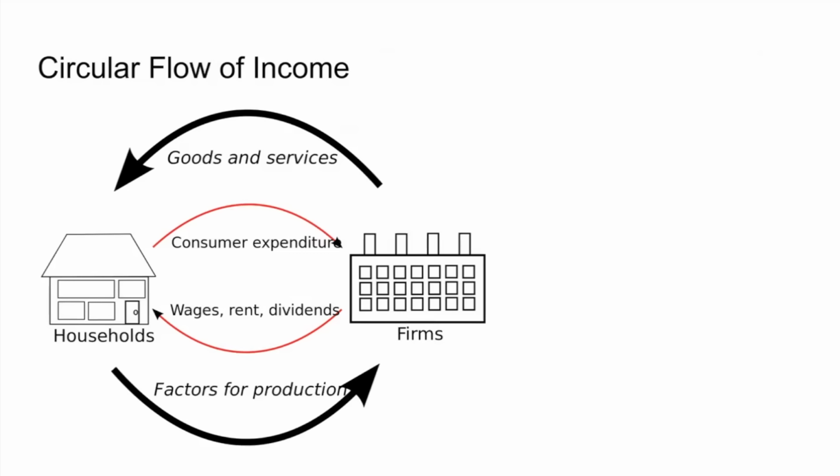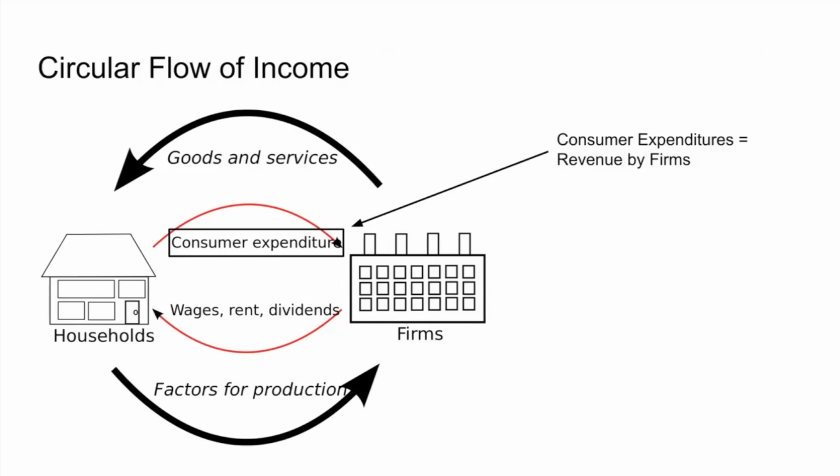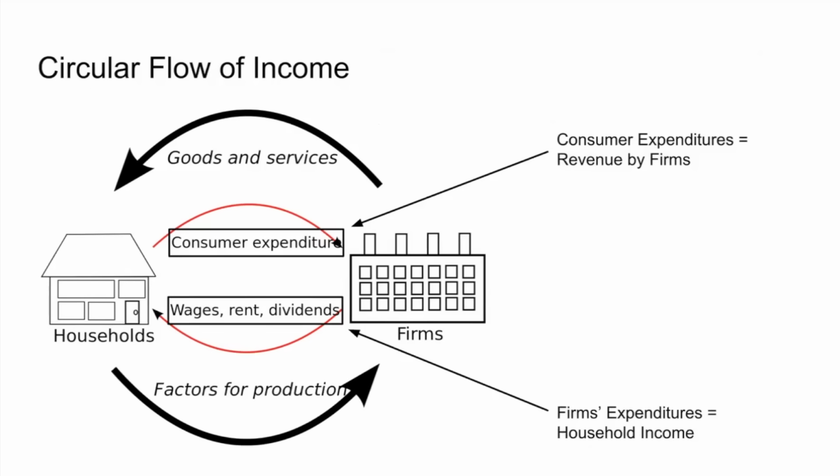So here's the circular flow of income, which includes households and firms. Households pay firms in order to purchase goods and services, and the total amount that consumers spend is equal to the total revenue by firms. Whereas households provide the factors of production for firms, so firms pay wages, rent, and dividends to households, and the total expenditure by firms equals total household income. So what this tells us is that total expenditures equals total income, and both of these are equal to GDP. So this gives us 2 different ways we can calculate GDP.